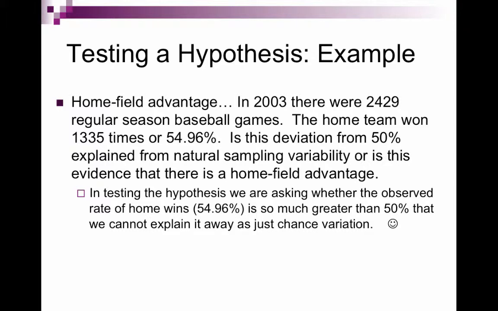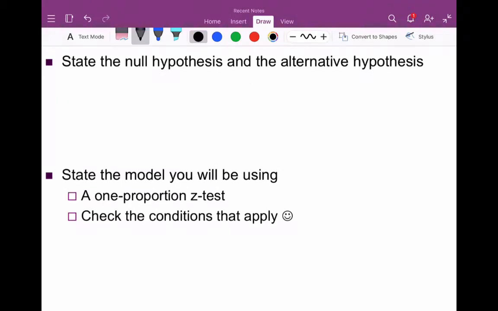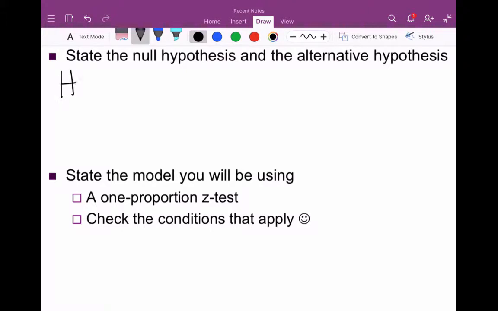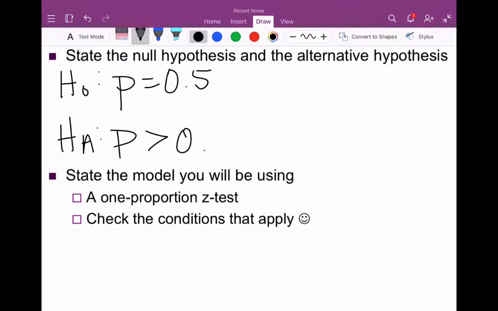So we're assuming that you have a 50-50 chance of winning at home. In testing the hypothesis, we are asking whether the observed rate of home wins, 54.96%, is so much greater than 50% that it cannot be explained away as just chance variation. We're going to start by stating our null and alternative hypotheses. So our null hypothesis, H sub 0, is p equals 0.5. Our alternative hypothesis is essentially what we're trying to prove, and we're trying to show that there is a home field advantage. So if there's a home field advantage, then our alternative would be that the probability that the home team wins is greater than 0.5.